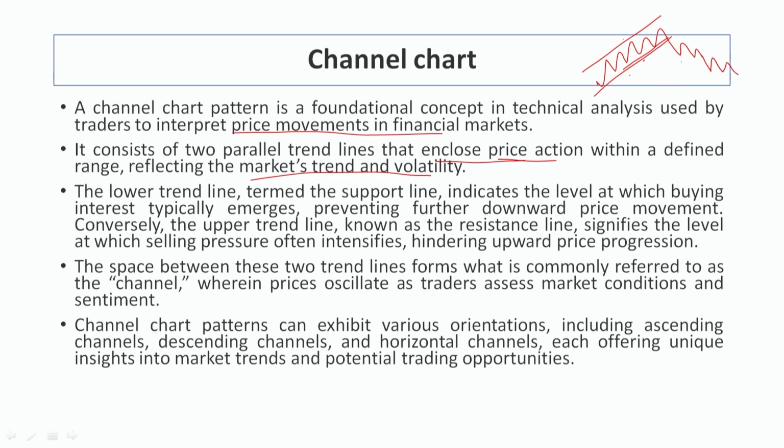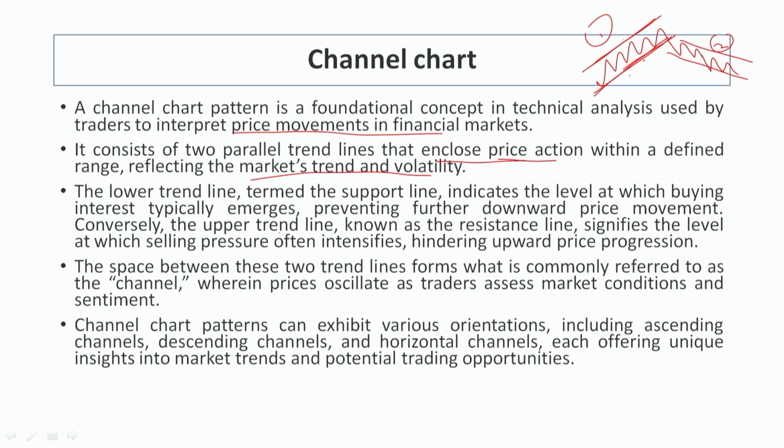If we talk about this particular figure, again a particular channel has been drawn at that particular point of time. So this is suppose the first figure and this is the second figure. In this figure, this is the support line and this is the resistance line. These two lines are actually protecting the prices to not move away from a particular point and not go below a particular point. Conversely, the upper trend line known as resistance line signifies the level at which selling pressure often intensifies, hindering upward price progression.